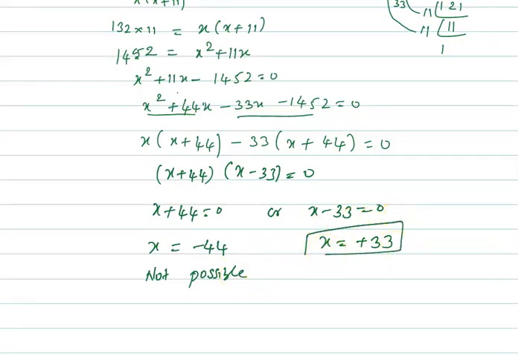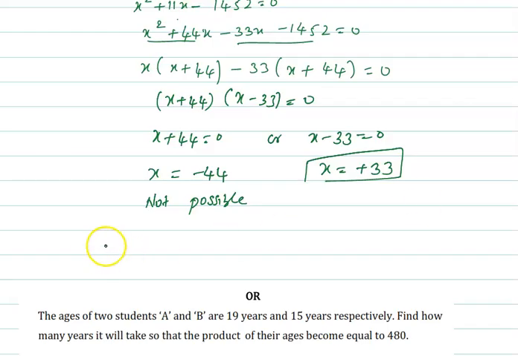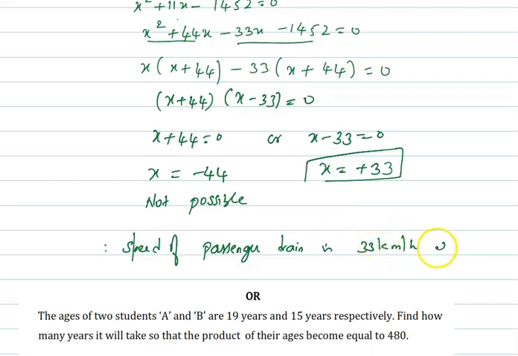So what is this x? It is nothing but the speed of the passenger train. Therefore the speed of the passenger train is 33 km per hour and the express train is 44 km per hour. This is the solution for this question.